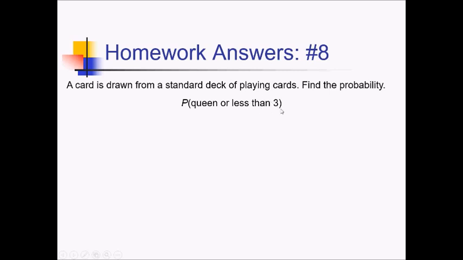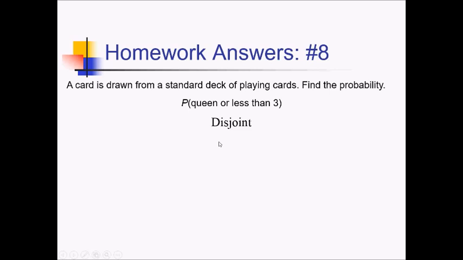Well, no, it can't. The cards that are less than 3 would include the ace, if you count that as a 1, and the 2. Ace and 2 are not a queen. So these are disjoint groups, and we can just add the probabilities after we come up with them separately. So, probability of a queen or less than a 3.